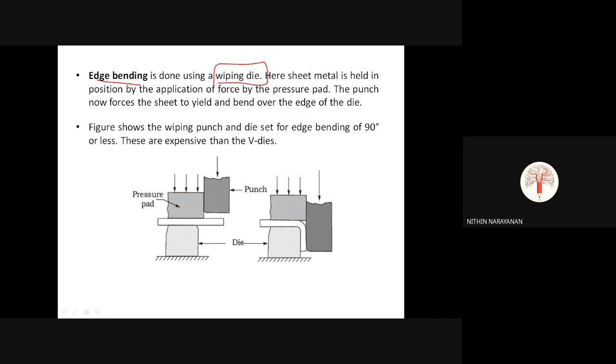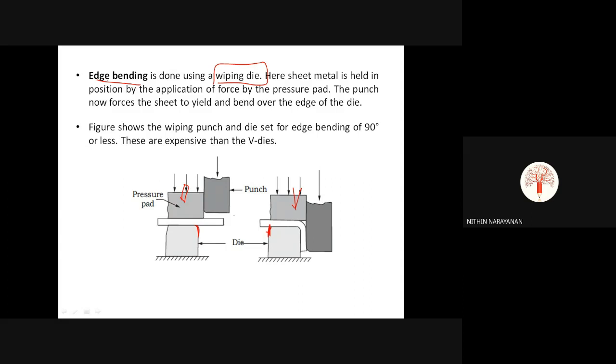Let us look at how the end of it is. If you look at the end on both sides, this has a slant height, this has a curved surface. Here sheet metal is held in position by the application of force by the pressure pad. So a certain pressure pad is used to fix the material like this. The punch now forces the sheet to yield and bend over the edge of the die. Here is shown the whipping punch and die set for edge bending of 90 degree or less. These dies are expensive than V dies.